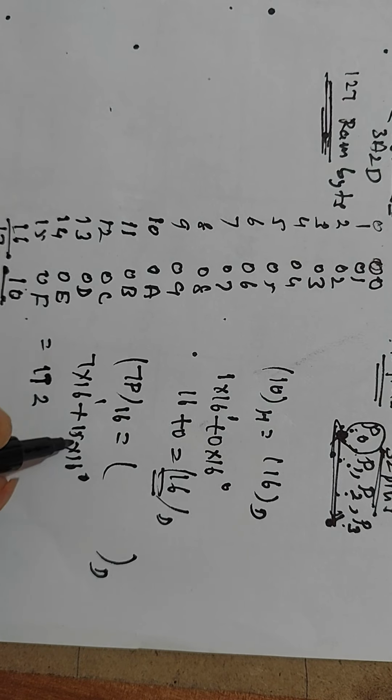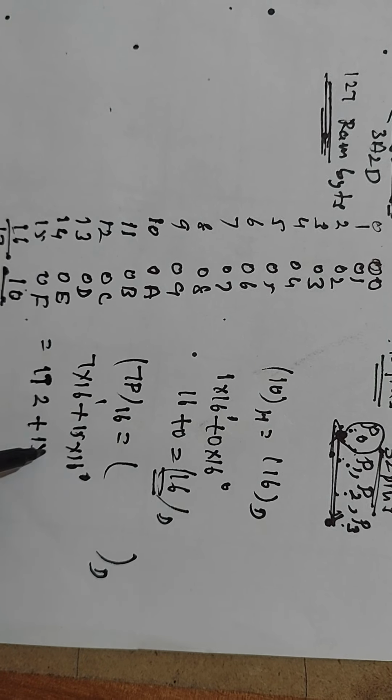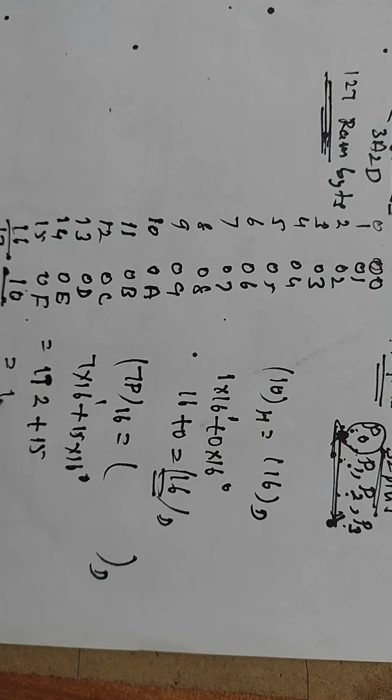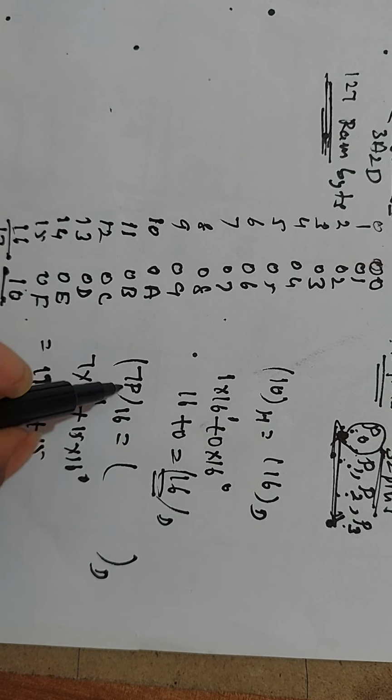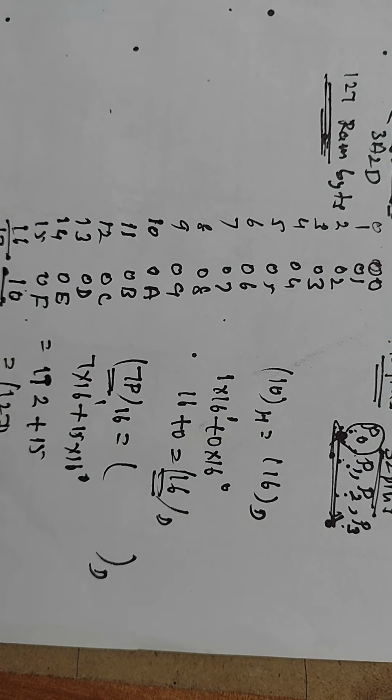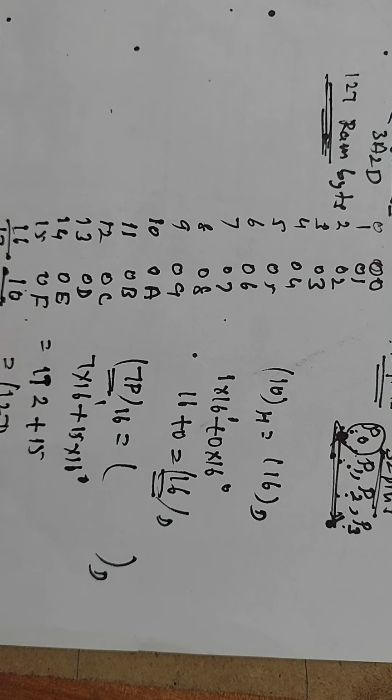7 into 16 is 112 plus 15, which is equal to 127. Therefore, 7F is nothing but 127 in decimal number.